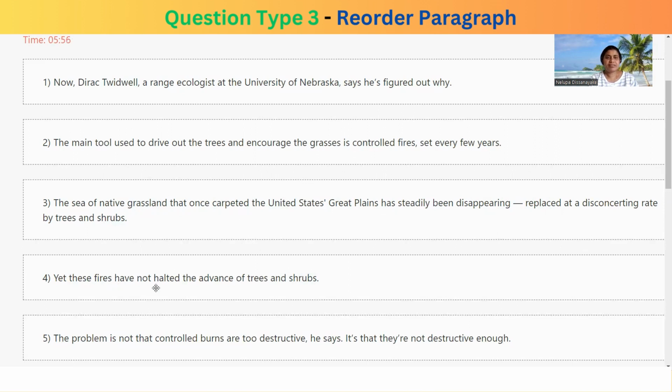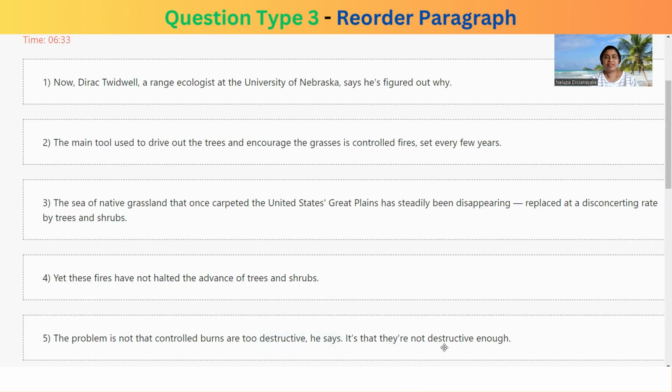Now, let's see the fourth one. "Yet, these fires have not halted the advance of trees and shrubs." When you have the word "these", it is also very special. When you say "these fires", before this statement we have to have some kind of an introduction of a fire. So we cannot use this one as the topic statement either. Before this sentence, we should have some kind of an introduction about a fire.